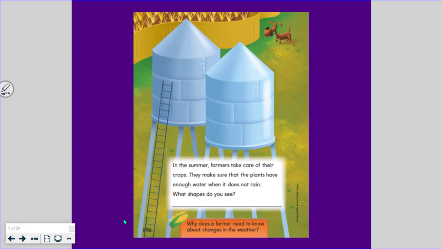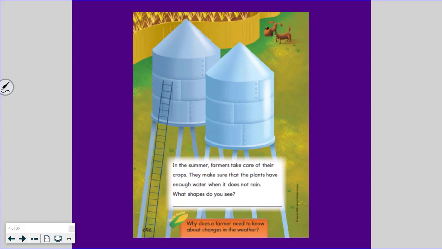In the summer, farmers take care of their crops. They make sure that the plants have enough water when it does not rain. What shapes do you see? So again, pause your video and write down the shapes that you see. At the bottom it says, why does a farmer need to know about changes in the weather? Great question. Why would they need to know that? So think on that for a sec.